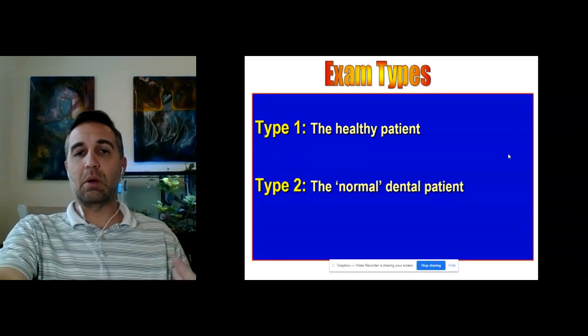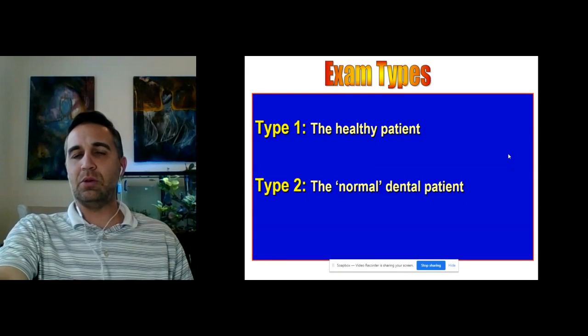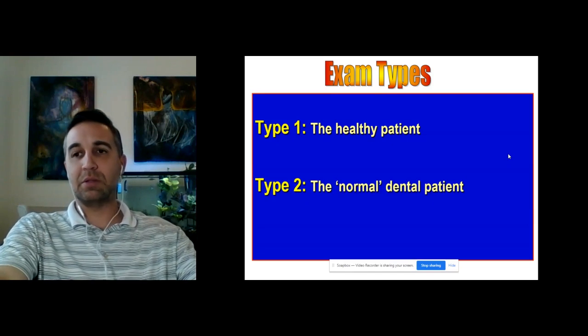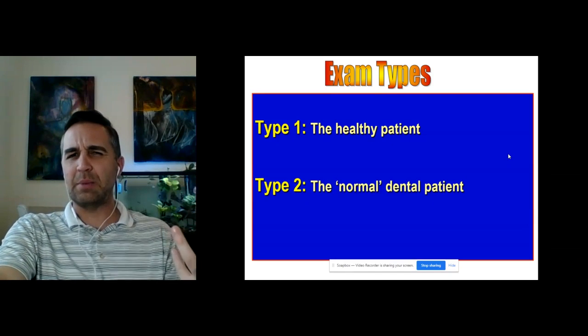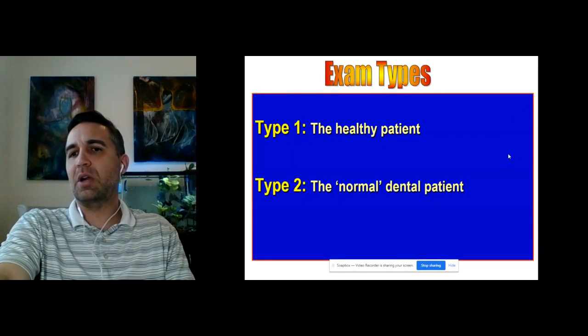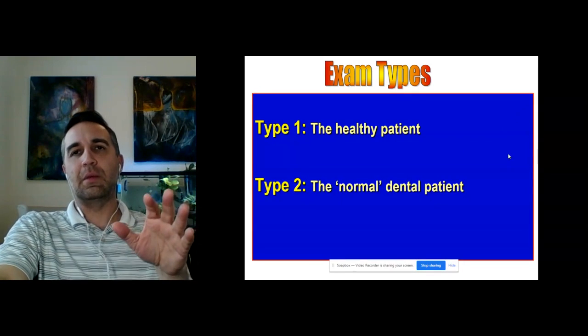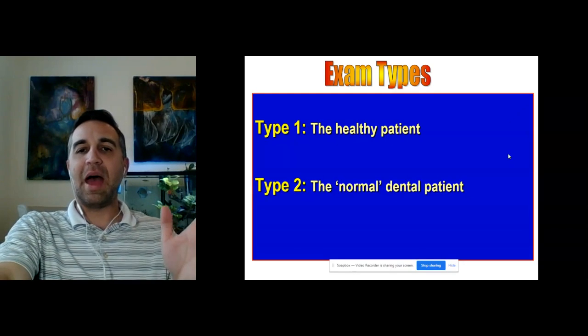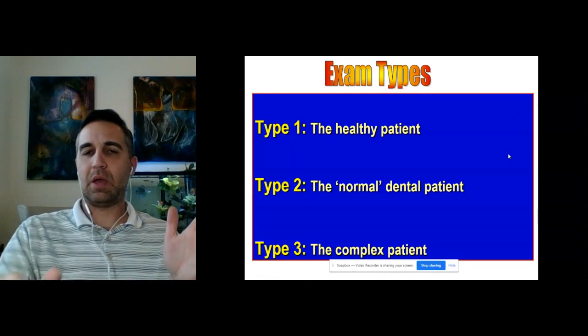Exam type 2, the normal dental patient. This is somebody who has all their teeth, but probably has a crown or 2, maybe 3 crowns, scaling, root planing, fillings, those types of things. They haven't been to the dentist in 3 or 4 years, but there's nothing out of the ordinary for them. And then type 3, that would be the complicated patient.